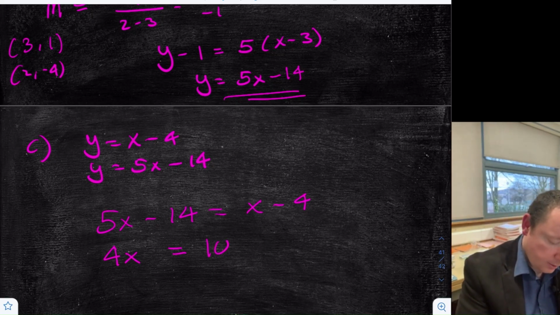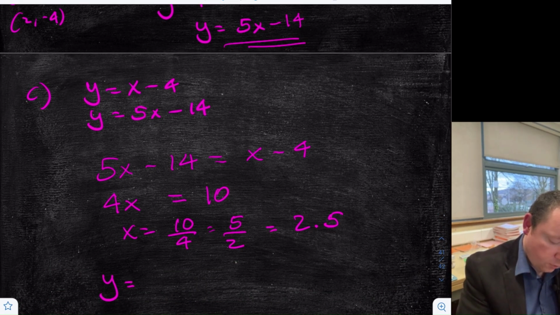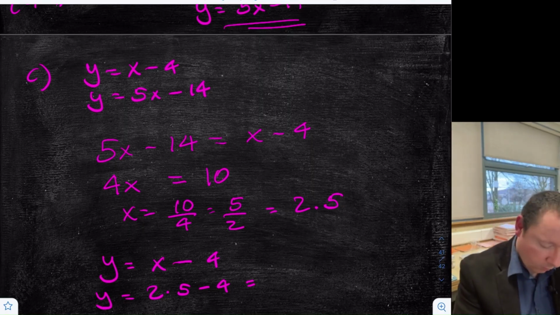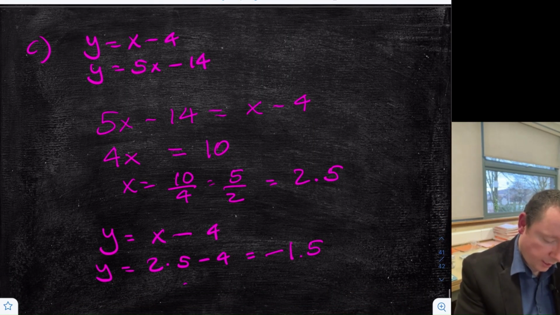is 10. x is 10 over 4, which is 5 over 2, or you can write 2.5. We know that y equals x minus 4, so that means y equals 2.5 minus 4, which is equal to -1.5, or if you prefer, -3 over 2. So the point of intersection is (2.5, -1.5).